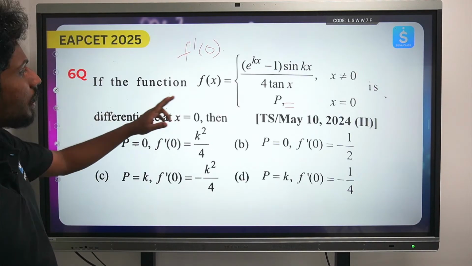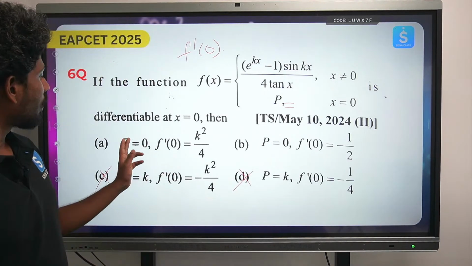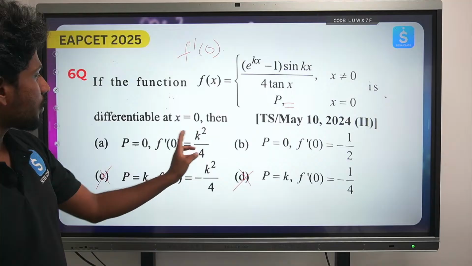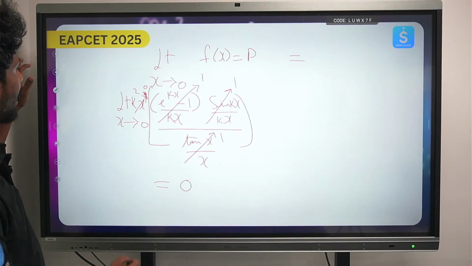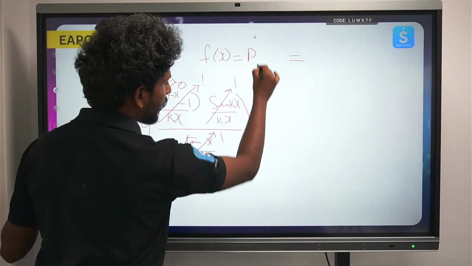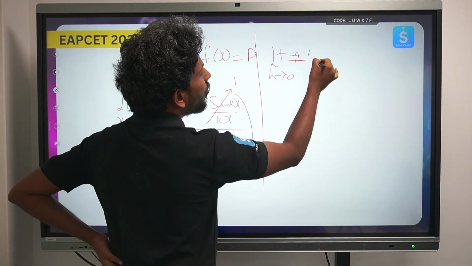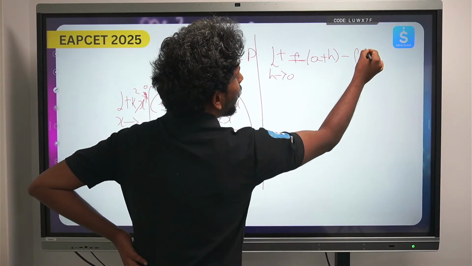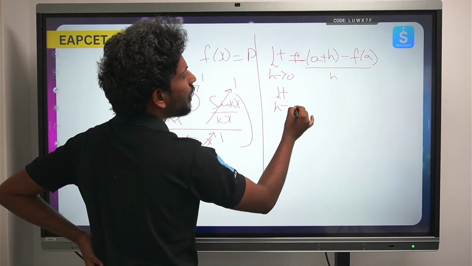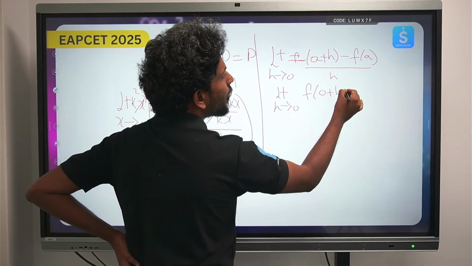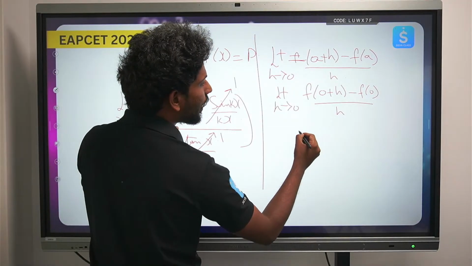So this is how we got the first one: the value of p is equal to 0. So option C and option D are wrong. Now for the remaining two options, we need to find f dash of 0. From the differentiability condition, limit h tends to 0 of f of a plus h minus f of a by h. Here he's asking for f dash of 0, so limit h tends to 0 of f of 0 plus h minus f of 0 by h.